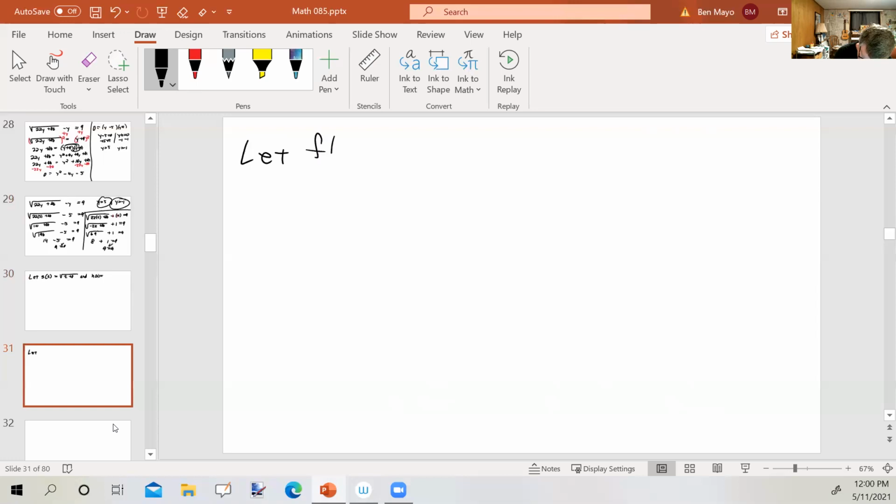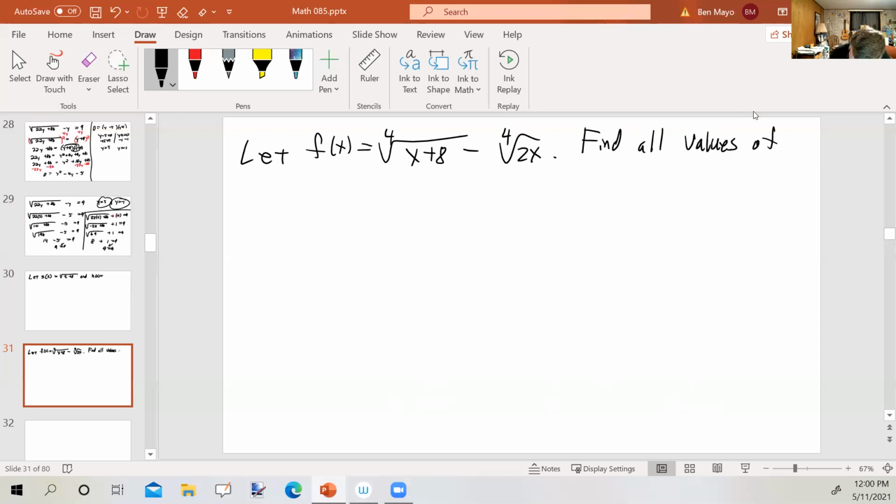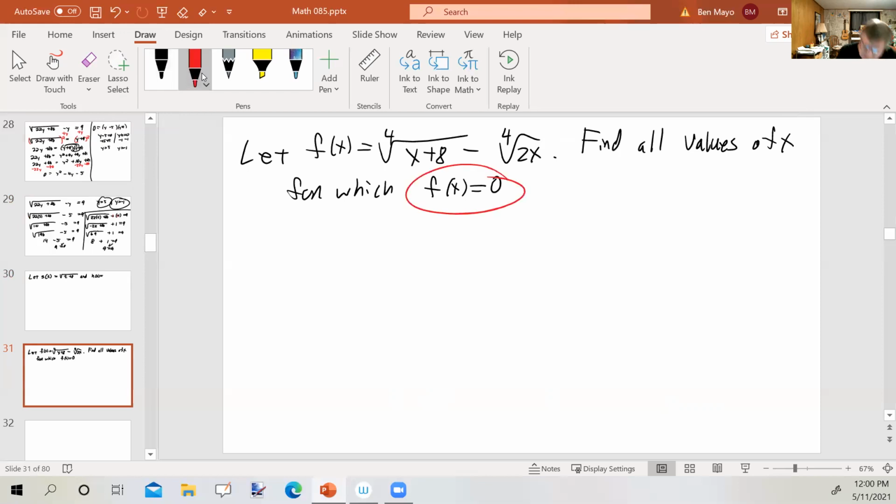So let f of x equal the fourth root of x plus 8 minus the fourth root of 2x. Now it says find all values of x for which f of x equals 0. All right, so what we're going to do, we're going to take the fact that f of x equals 0, and we're going to substitute that right here. So what that gives us is this equation.